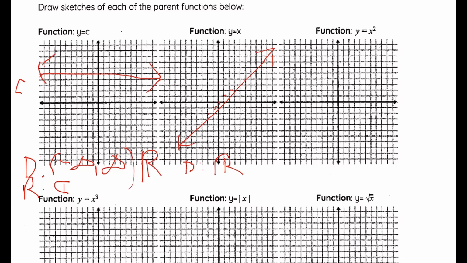Or you could do negative infinity to positive infinity. But I'm just trying to show you that new symbol. Our range would also be all real numbers because it goes up and down forever as well. There are no gaps. So a lot of these functions we'll see will have, for at least one of them, either the domain or range be all real numbers.